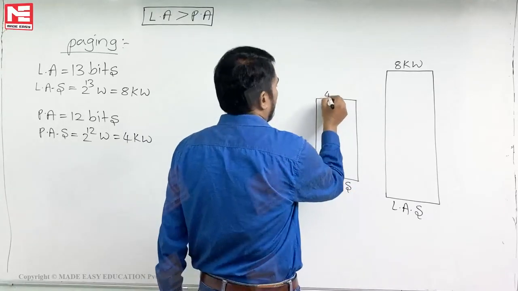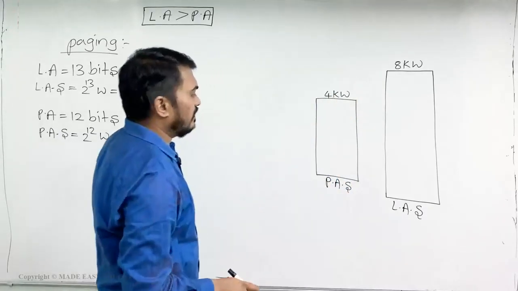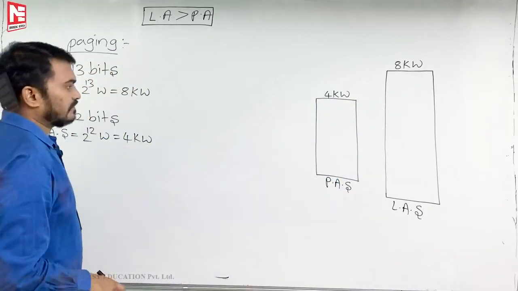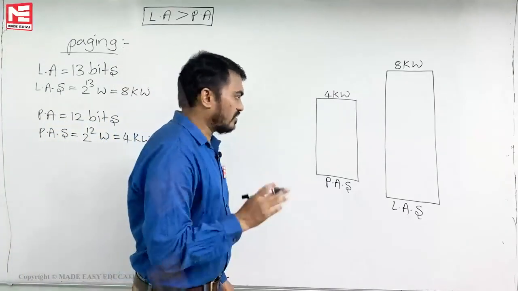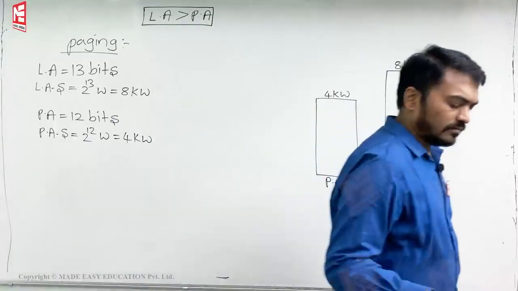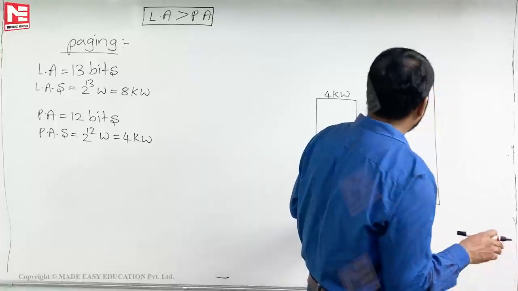So this is PS. PS is 4 kilohertz. Copy this. Take the running notes simultaneously. Copy in running notes: logical address space 8 kilohertz and PS is 4 kilohertz. Everyone copied, right? Did that get a bit crossed?